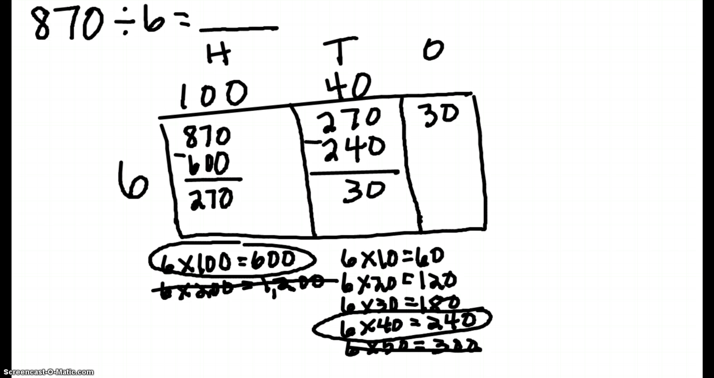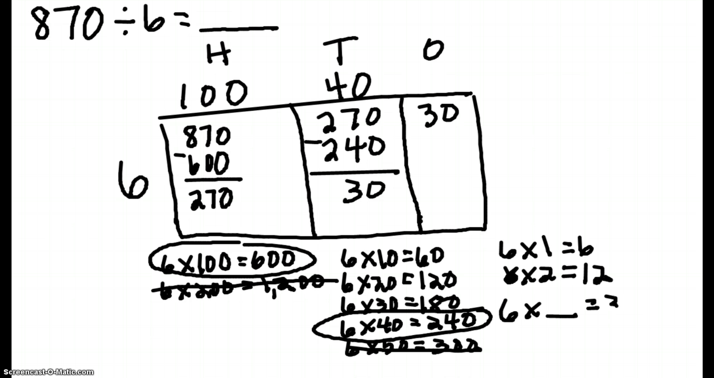30 to be exact. So now, how many 6's can fit into 30? I'm going to be going by ones. 6 times 1 is 6. 6 times 2 is 12. And on this one, I actually know the exact amount that would give me 30, and it's 5. So how many 6's will give me 30? 5 of them.